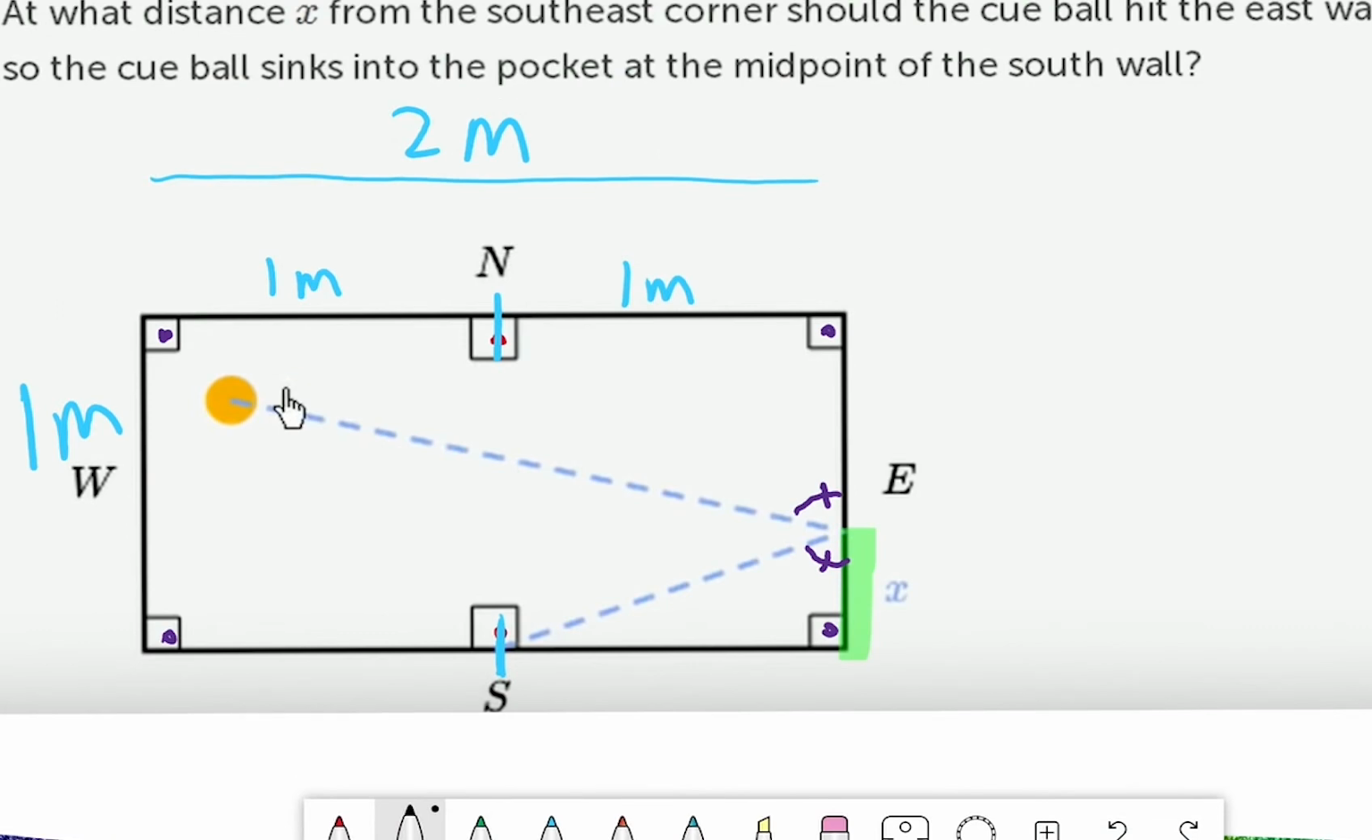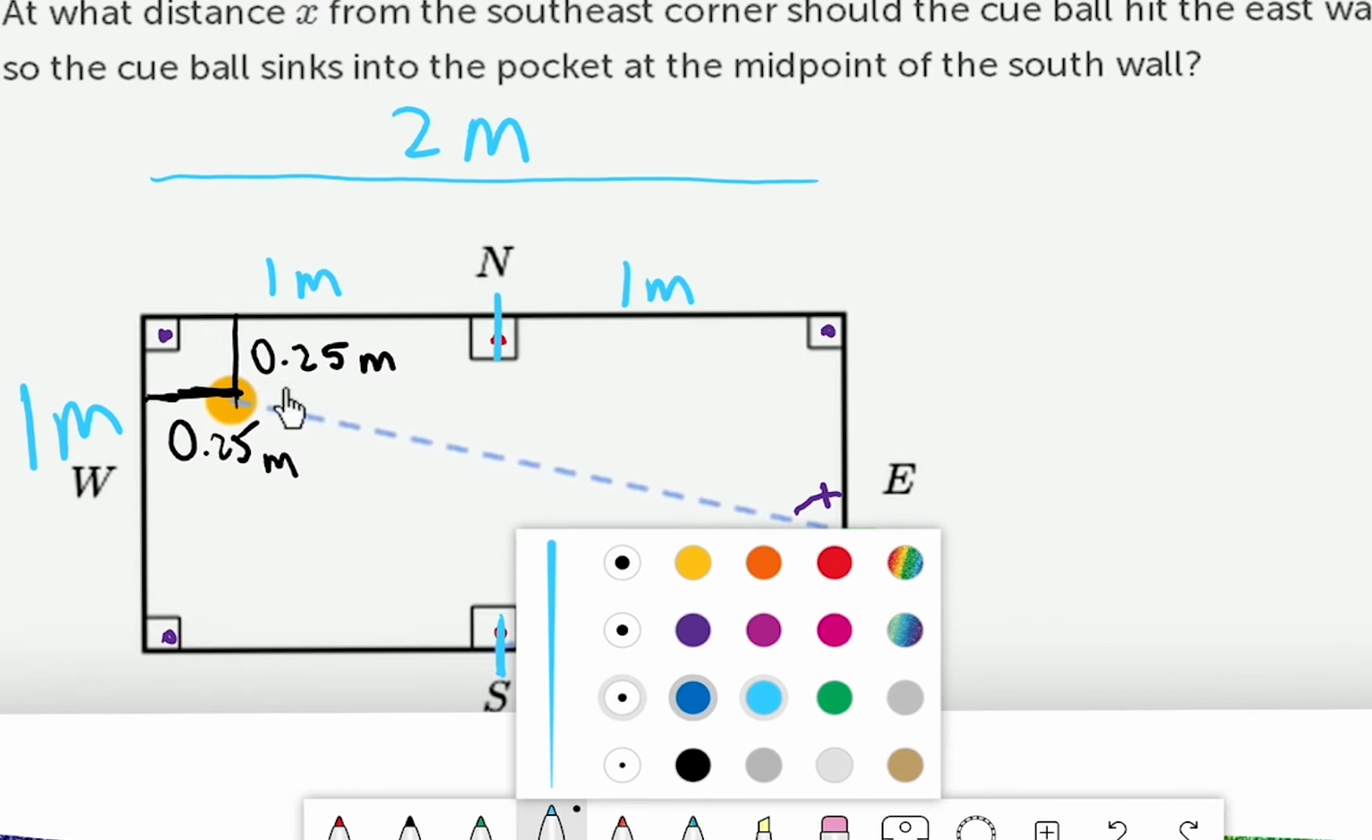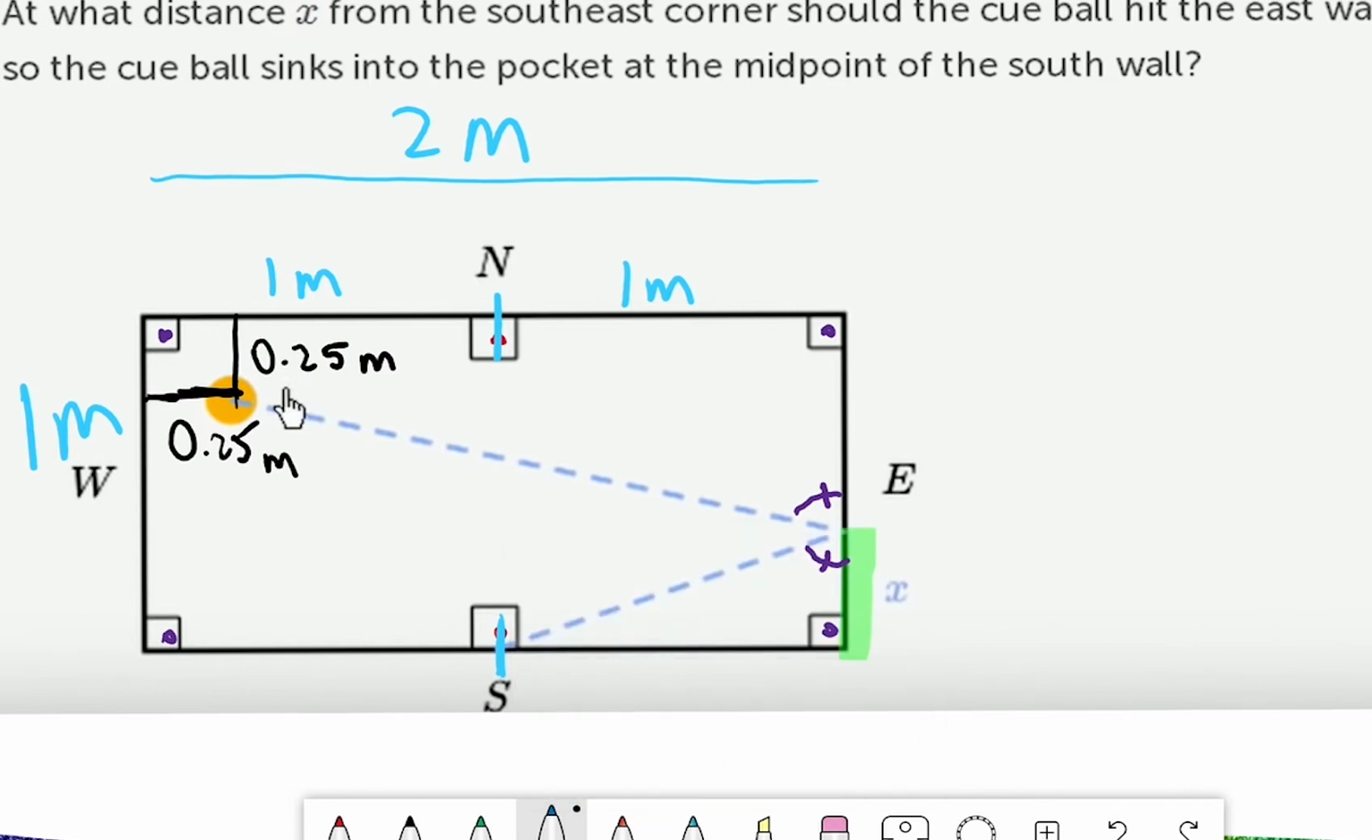So we know that this cue ball is positioned 0.25 meters away from the top wall and 0.25 meters from the sidewall. That's what the problem says. So here's what we're going to do. Now watch carefully. I'm going to do this slowly. We're going to drop a perpendicular line from the center of the cue ball to the opposite end of the table.